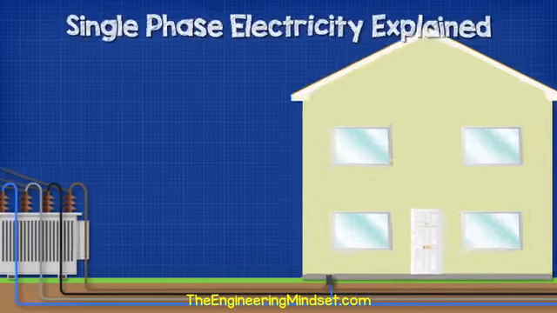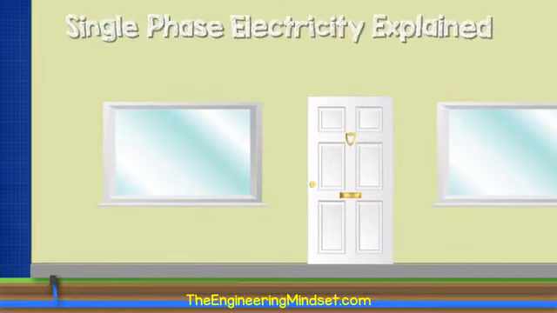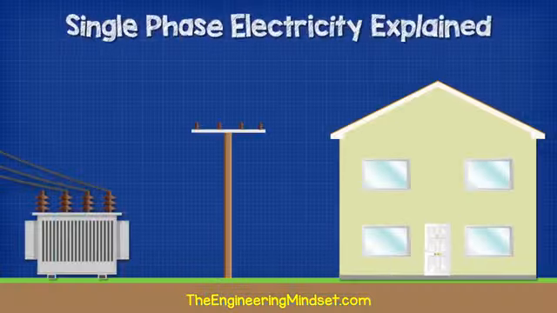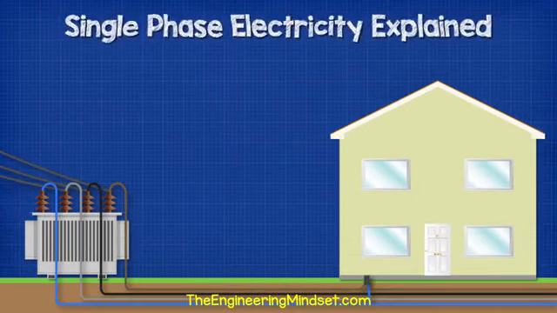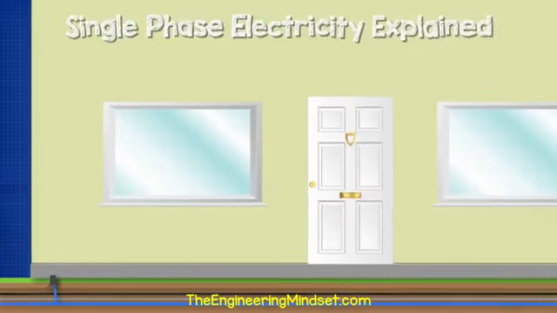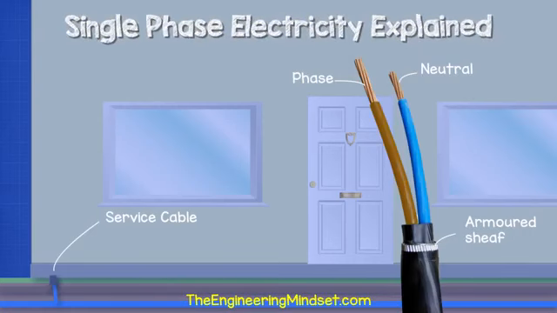A smaller service cable comes off the distribution cable and will feed the property. This service cable will again be overhead or underground depending on the local installation. The service cable contains the phase and neutral wires. There's also a metal protective sheath around the cable in most cases, especially if it's buried underground.